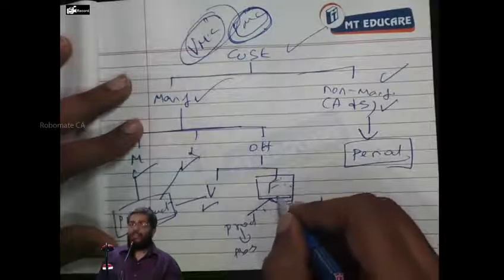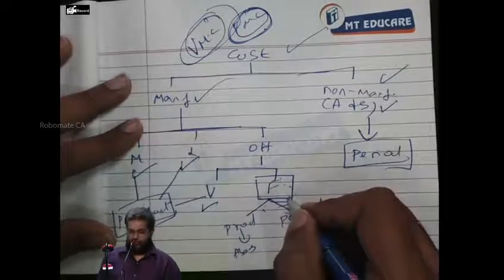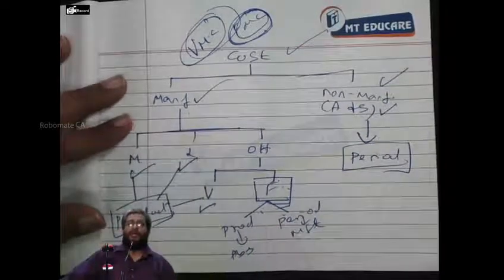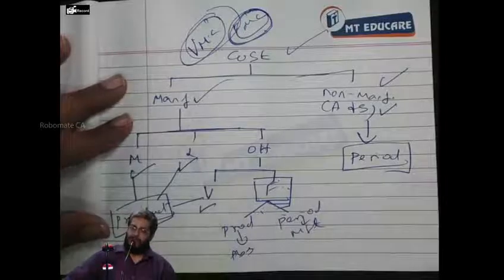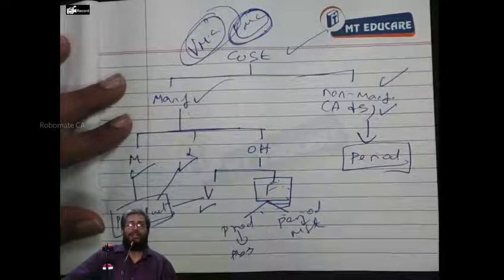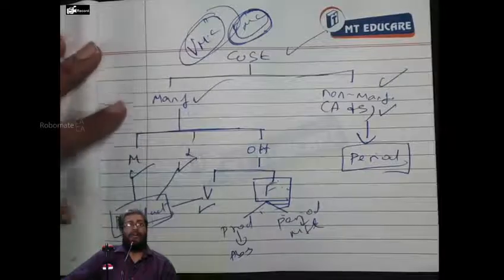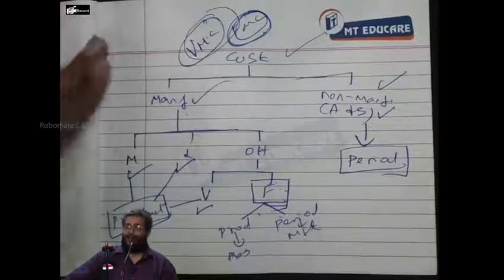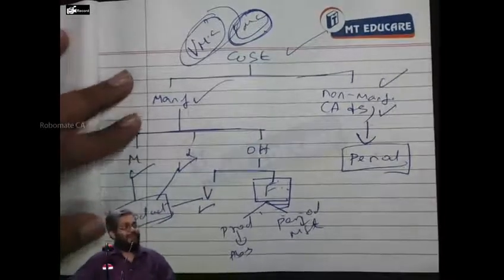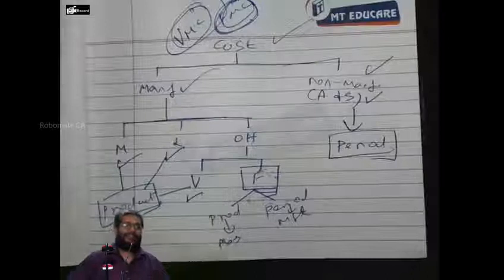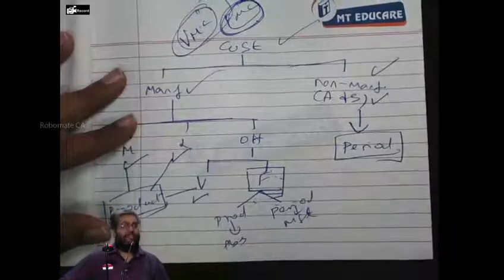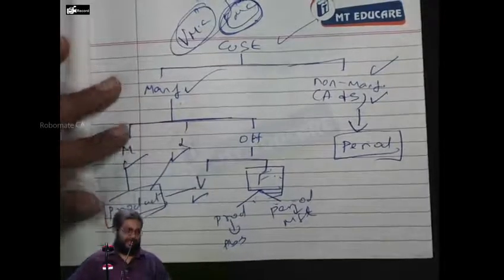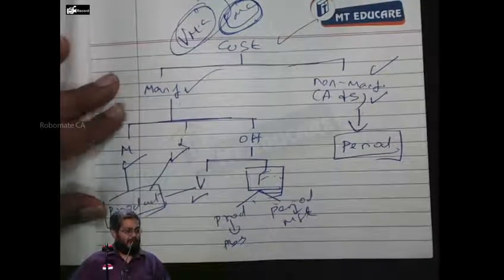Fixed overheads, branch it into 2. Product cost under what system? Absorption costing system. Product cost under absorption costing system. Second branch, period cost under what system? Marginal costing system. Period cost under marginal costing system.